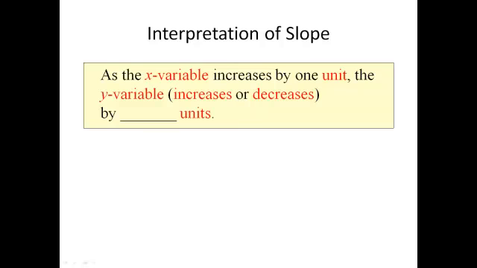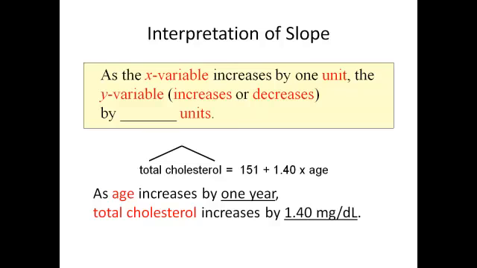Now, let's apply this to our cholesterol model. Our regression equation is predicted total cholesterol is equal to 151 plus 1.40 times age. So we interpret the slope by saying, as age increases by 1 year, total cholesterol increases by 1.40 milligrams per deciliter. So again, we'll say, as age increases by 1 year, total cholesterol increases by 1.40 milligrams per deciliter.